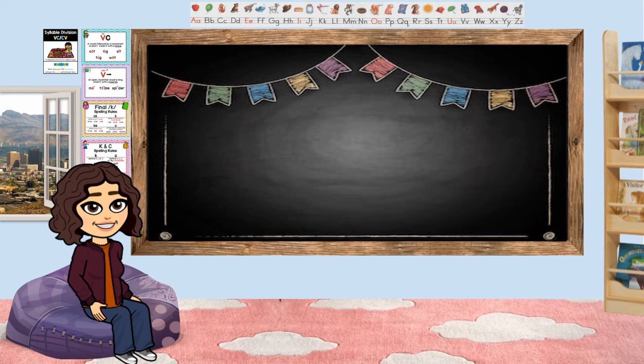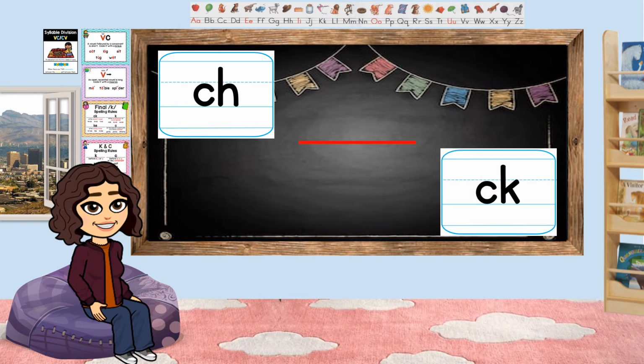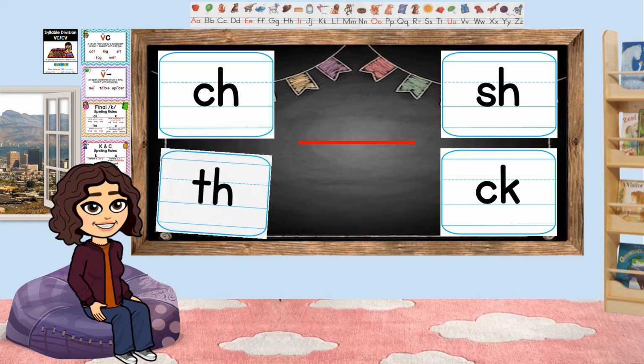What is a digraph? A digraph is two letters that come together to make one sound. We code digraphs by underlining them. Some digraphs we have learned so far are digraph CH, digraph CK, digraph SH, and digraph TH.